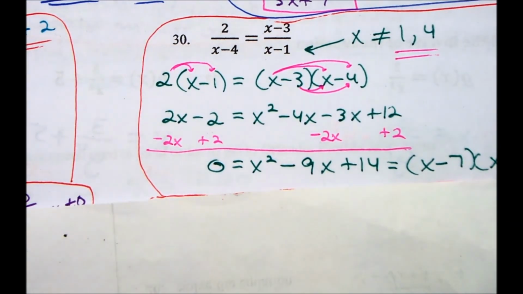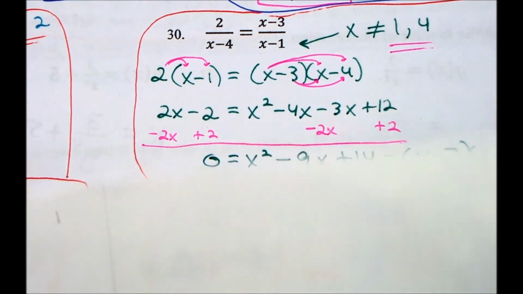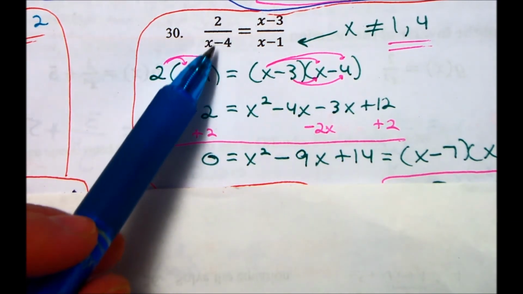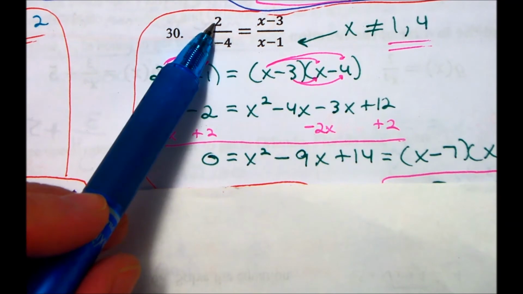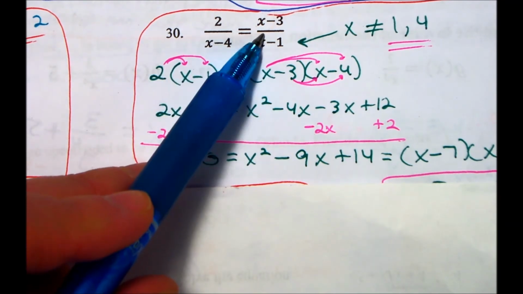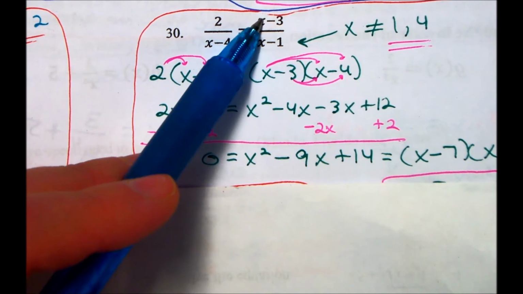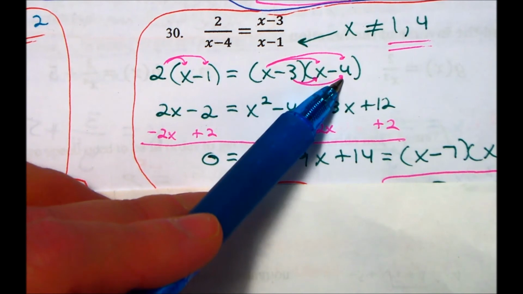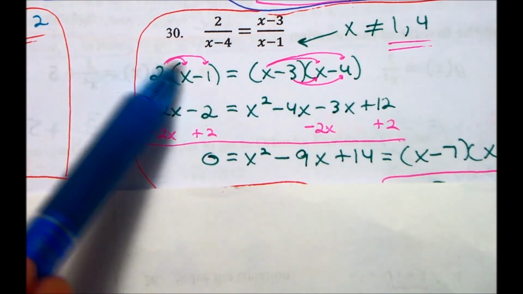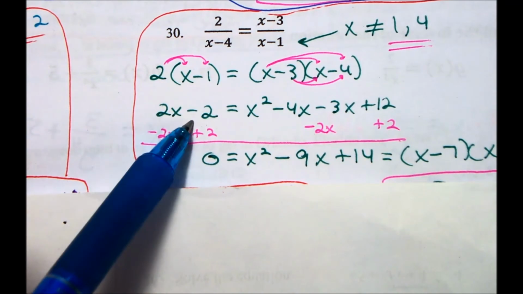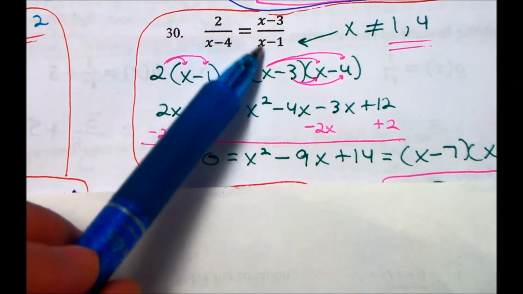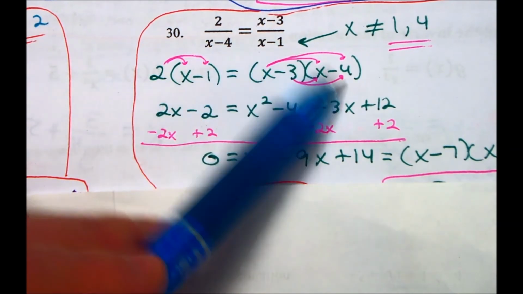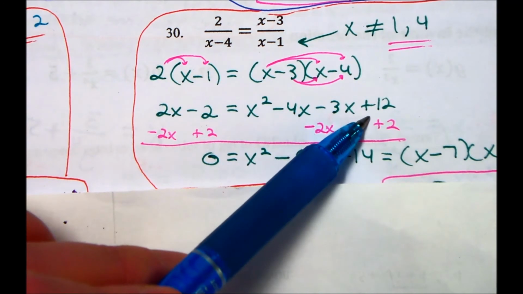All right, number 30 is also a cross multiplication problem. That would be the easiest way. But also if you got a common denominator, you're going to end up multiplying the 2 times the x minus 1, and you'll end up multiplying the x minus 3 times the x minus 4. Just make sure when you're multiplying a binomial times a binomial that you don't forget to distribute it to all the terms. And that 2 gets distributed to both the x and the negative 1. So you should get 2x minus 2 there after you've multiplied the x and the x minus 1 together. And then when you multiply the x minus 3 times the x minus 4, you get x squared minus 4x minus 3x plus 12.